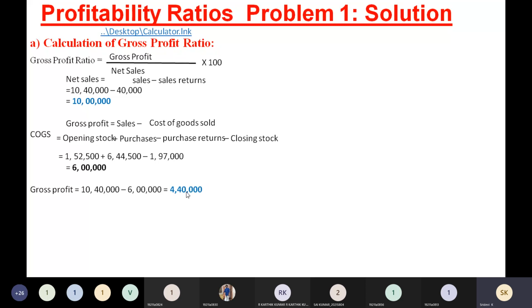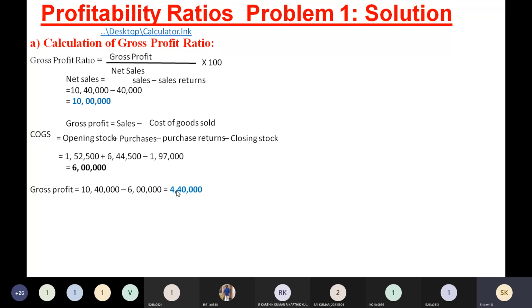What is the result? 4 lakhs, no? So 4 lakhs we will get as the gross profit. Only 4 lakhs you have to take. Here a mistake is there. Instead of 10 lakhs 40,000, you take it as 10 lakhs. Okay. 10 lakhs minus 6 lakhs you have to take here. 4 lakhs will be the result of gross profit.